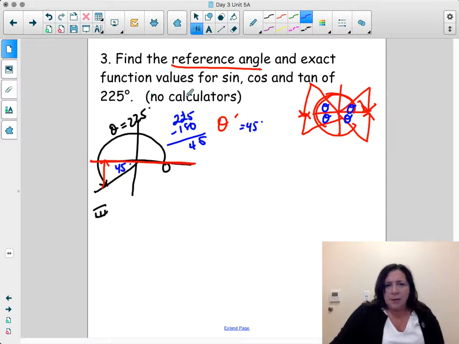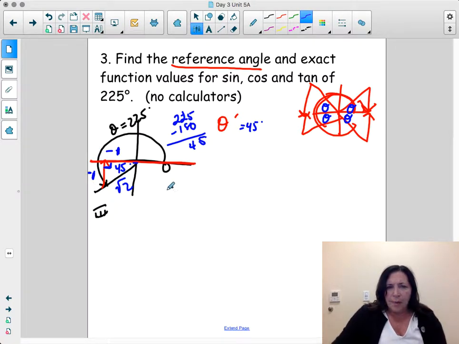Oh, I'm not allowed a calculator. Well, obviously. Why do I say obviously? Obviously, because it's a 45-degree angle, meaning that's an exact value, and we know those special right triangles. Remember, 1, 1, the square root of 2. That's your 1. But because I go this way, that's going to be left, that's going to be negative. Because I go down, that's also going to be negative.